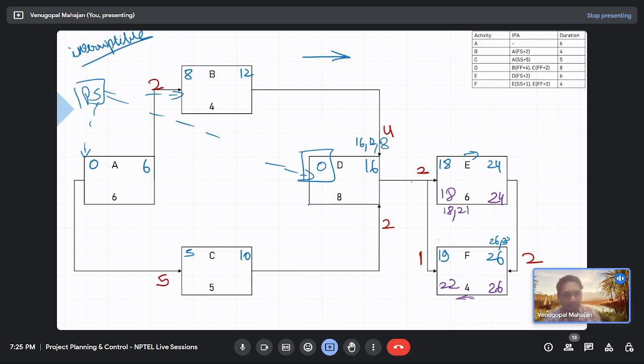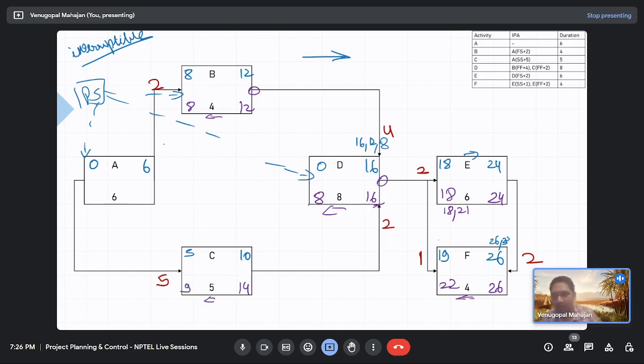What about this? Only one tail for activity D. So 18 minus 2, 16. What about this value? Only one tail again for a start. So 16 minus 8, 8. Activity B, one tail again. So 16 minus 4, 12. Again one tail, so 12 minus 4, 8. What about activity C? 16 minus 2, 14. Then one tail, so 14 minus 5, 9.